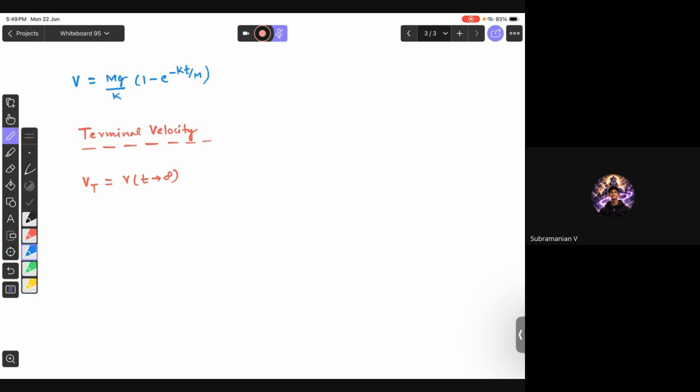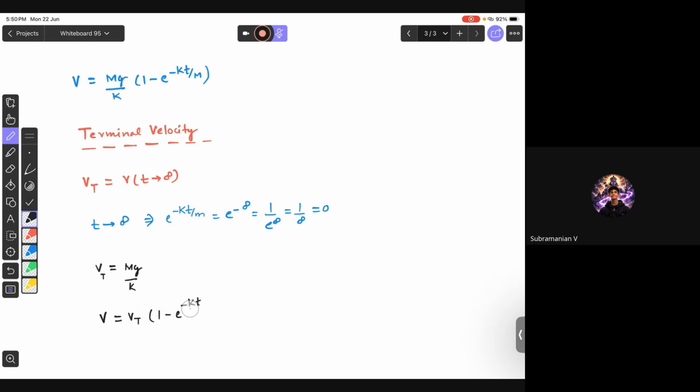When I make t tend to infinity, e power minus kt by m becomes e power minus infinity, which is 1 by e power infinity, that is 1 by infinity, and that is 0. So what you will find here is that v will be equal to Vt, which equals mg by k, that we have seen in the last class. So basically you should know this result like this: V equals Vt into 1 minus e to the power minus kt by m.